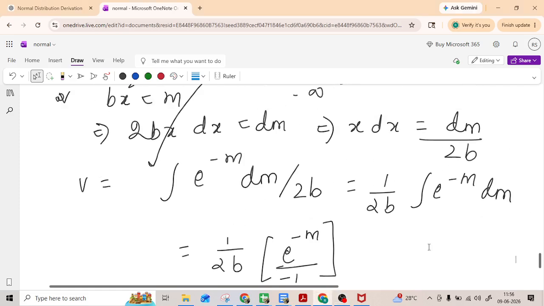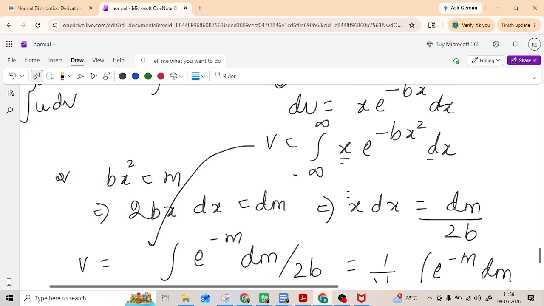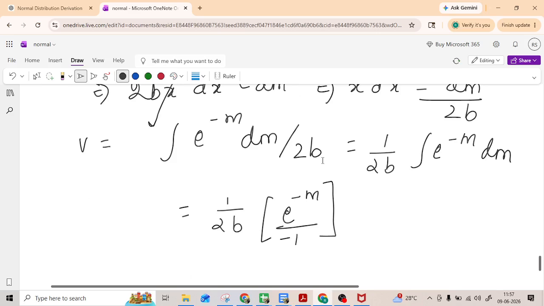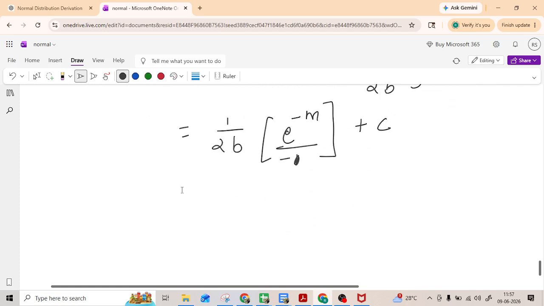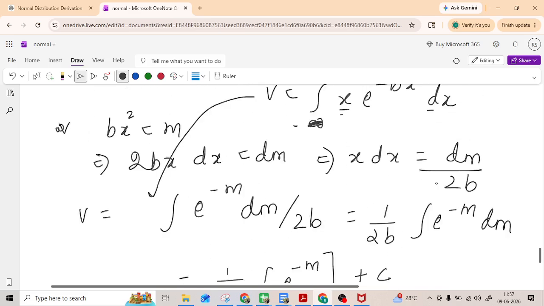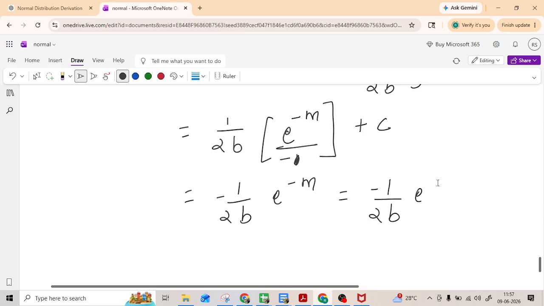Sorry, while doing the formulation of v, it needs to be an indefinite integral, which means that we don't really need to put the values of minus infinity to infinity. So sorry for that. It still is minus 1, and we can write some constant over here which we don't really care about. So it eventually becomes minus 1 by 2b times e raised to the power minus m, and our m was nothing but bx square. So minus bx square.